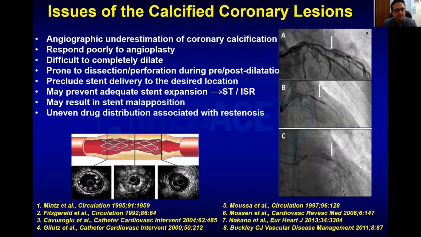It responds poorly to angioplasty, difficult to completely dilate, prone to dissections, perforations. It's hard to deliver a stent through it. It may prevent adequate stent expansion, which leads to stent thrombosis, stent malposition, and also we have a lot of data to suggest that if you have a malposed or an underexpanded stent, there is uneven drug distribution, which leads to earlier restenosis than expected.